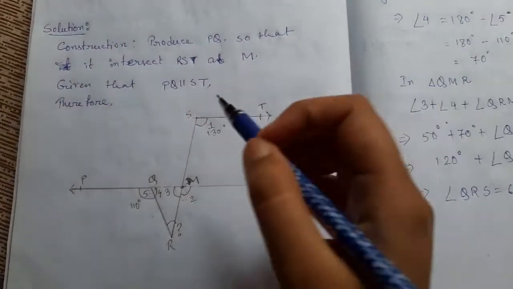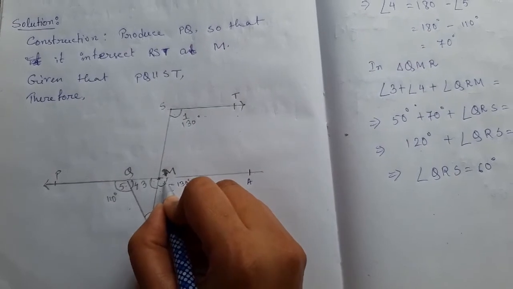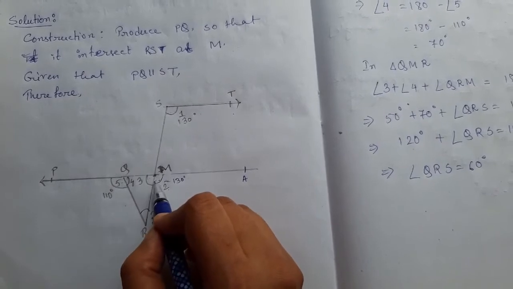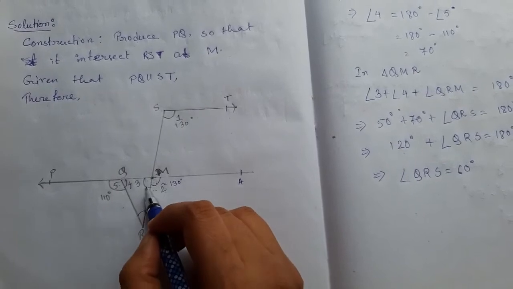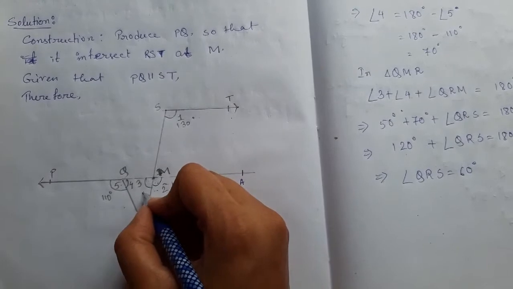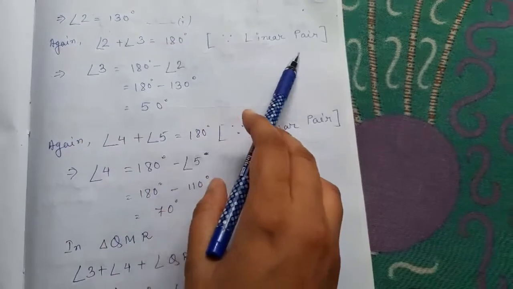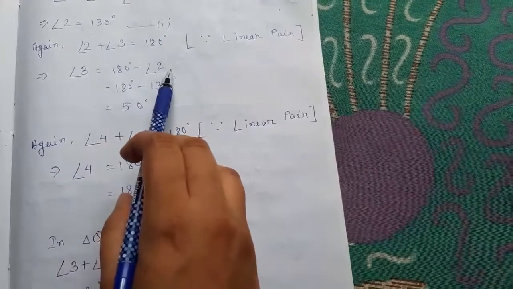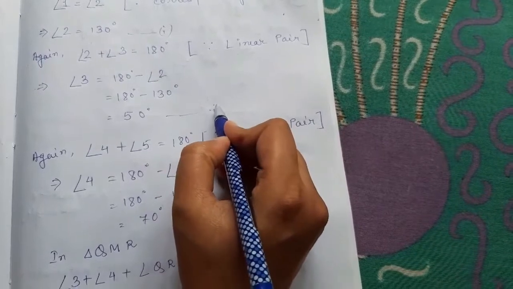Now again look at the figure. This one is 130 degree. Now angle 3 plus angle 2 are a linear pair. That means 3 plus 2 is equal to 180 degree. If angle 2 is 130 degree, angle 3 will be 180 minus 130, that means 50 degree. Angle 2 plus angle 3 is a linear pair, that's why their sum is 180 degree, so angle 3 is 180 minus angle 2, that is 50 degree. Mark this one as equation number 2.